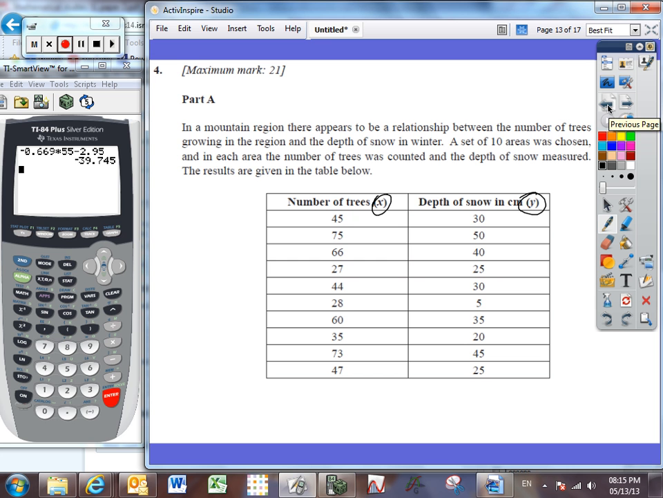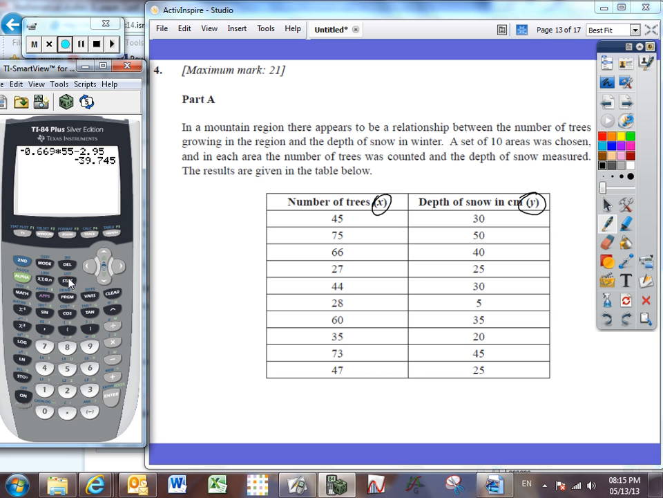So when my number of trees is high, I have a large depth of snow. When my number of trees is low, I have a small depth of snow, so that should be positively correlated. Sorry, let me check my stat one more time. A bad feeling I miscopied something. Oh, shoot, my a value is positive 0.669.